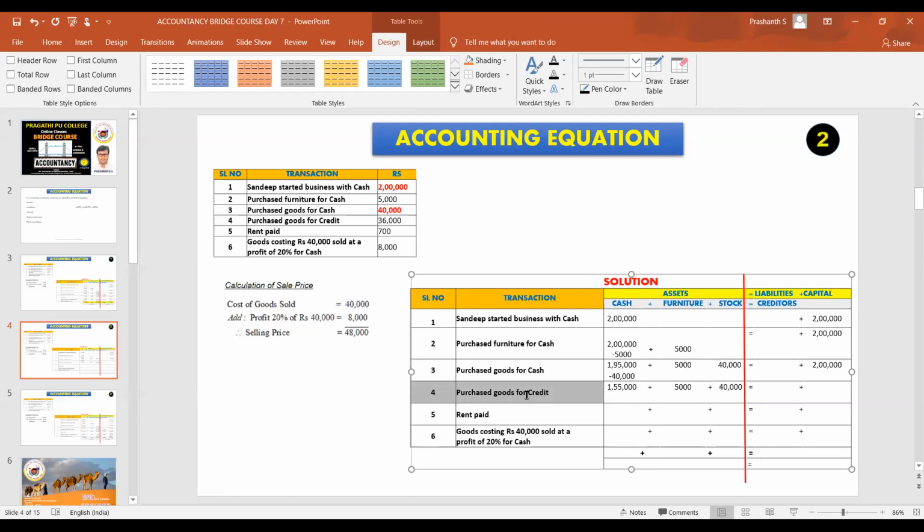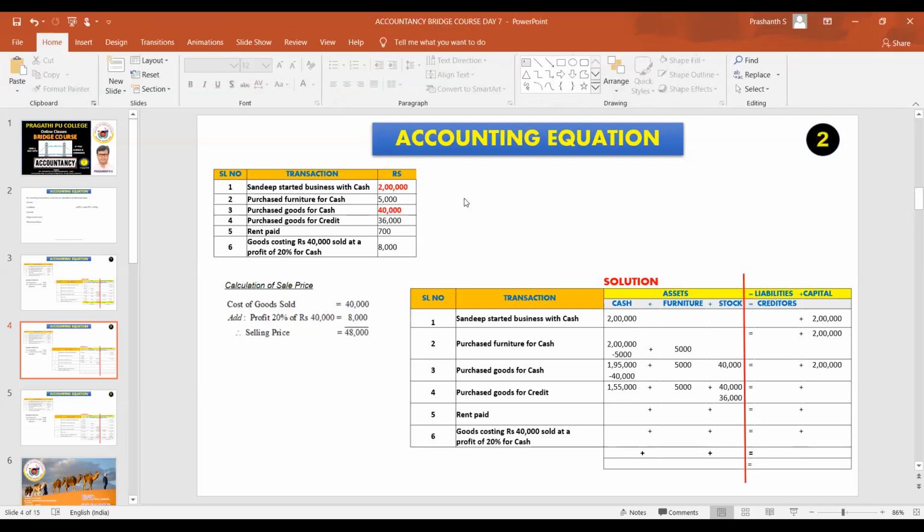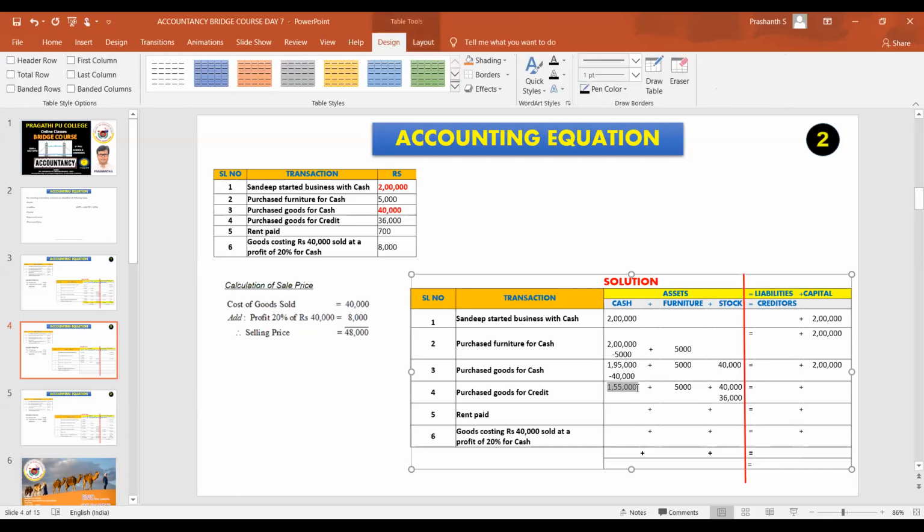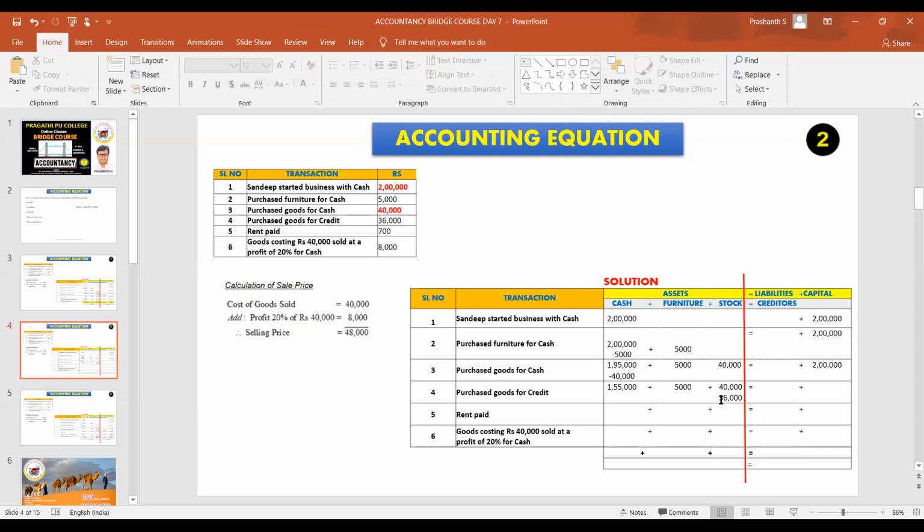Come to this fourth one. What does it say? Purchase goods for credit. How much are we purchasing? 36,000. That means stock is plus 36,000. Hope all students are understanding, right? The concept is very, very simple. And on the right hand side, should we put minus 36,000 below 1,55,000? No, because it is taking credit. That's why it should come under stock of 36,000.